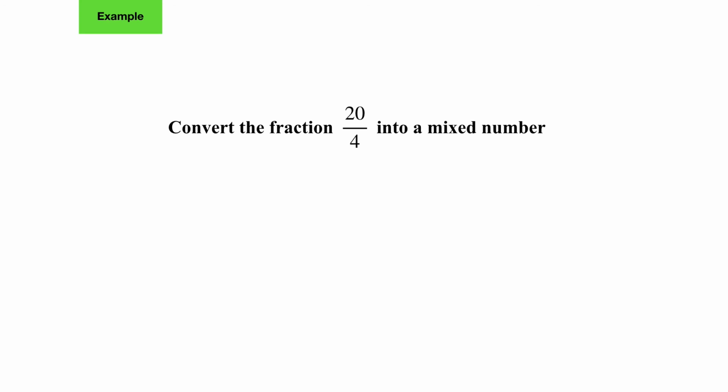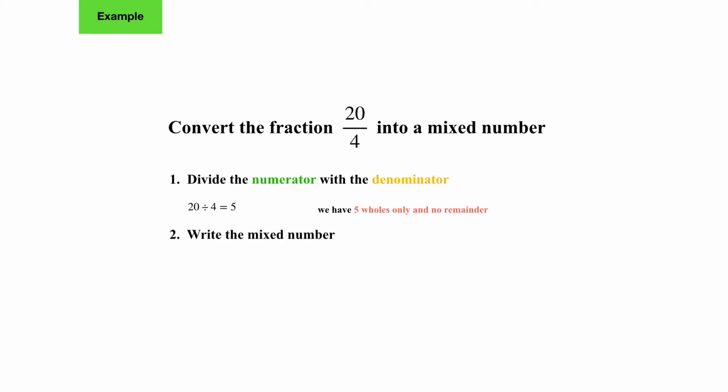Let's convert the fraction 20/4 into a mixed number, or 20 quarters. Well, first, again, we're going to divide the numerator by the denominator. That would be 20 divided by 4 equals 5. So we have 5 wholes only and no remainder. So this means that when we write the mixed number, it will only be the number. It's going to be 5, because we only have 5 wholes. So that is the answer.